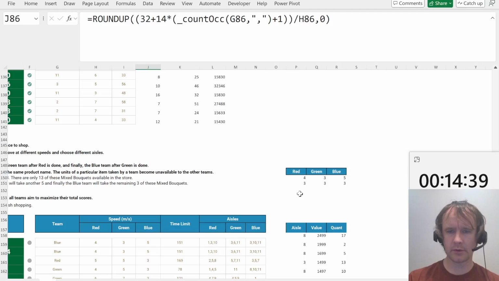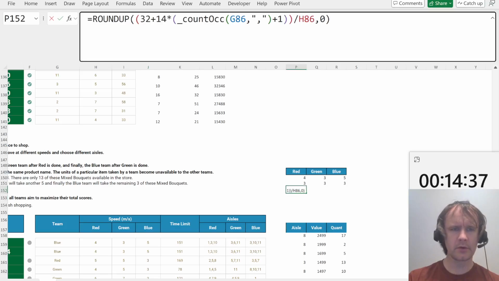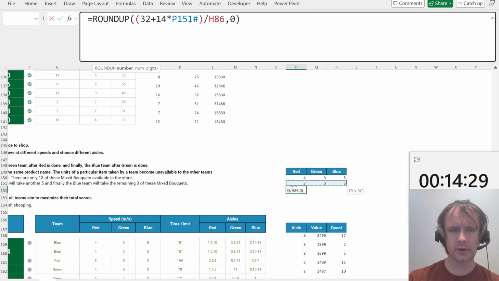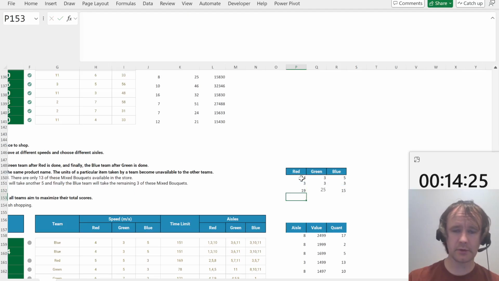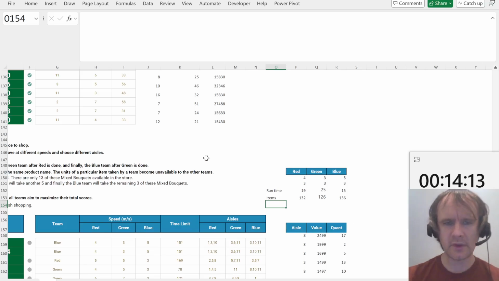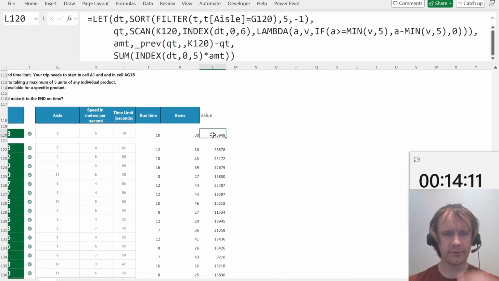So that will come here. So number of aisles is this, and I want to divide that by their speed, which is this, round up to 0, so this is the runtime. So then the items is the time limit minus the running time. Okay, so then I have my cool scan formula here.